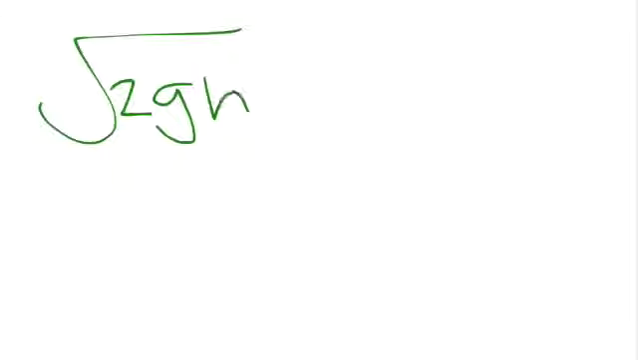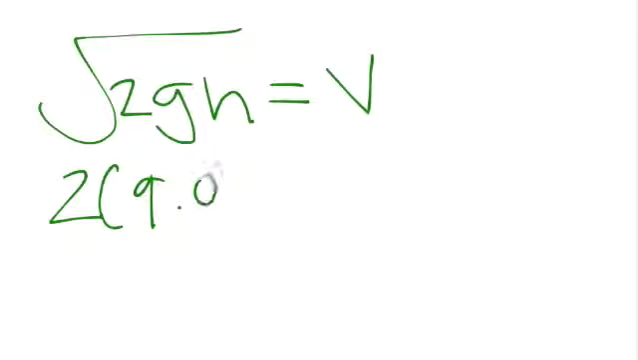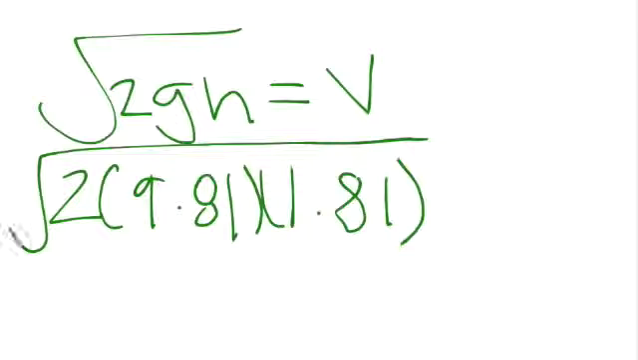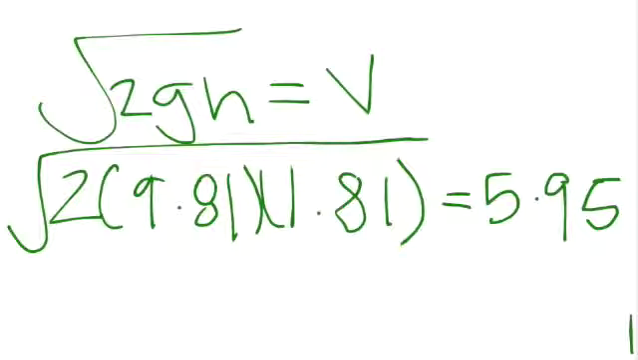So the first formula we're going to be using is the square root of 2gh, which is velocity. We know G, which is 9.81, and height is 1.81, and we take the square root, and we get 5.95 meters per second.